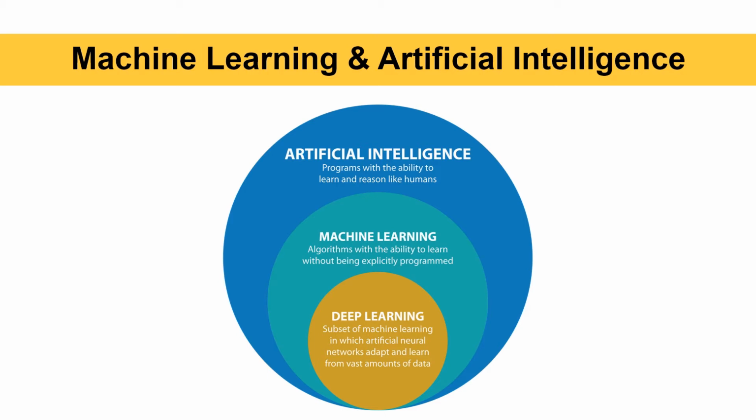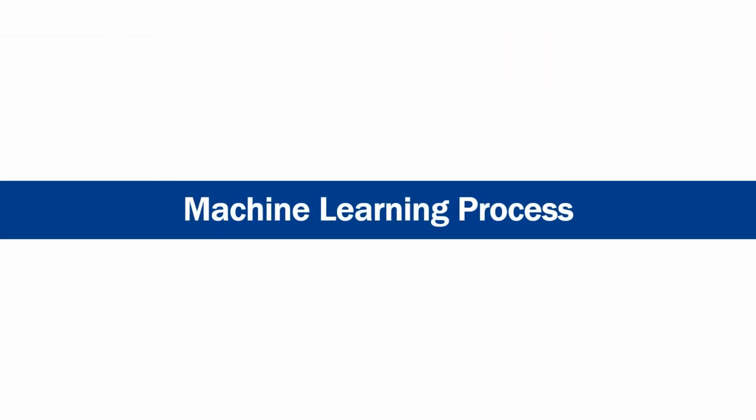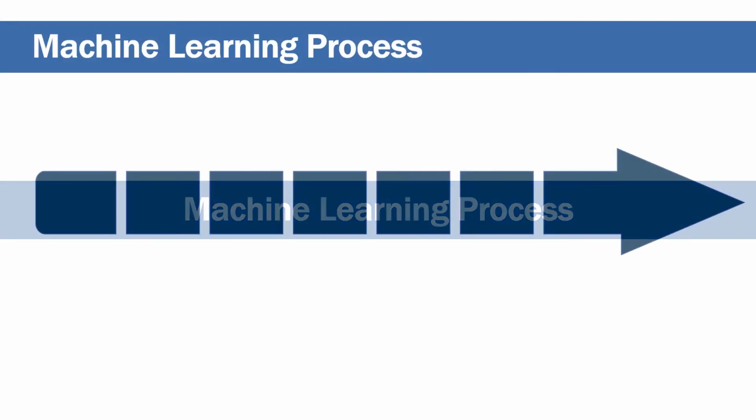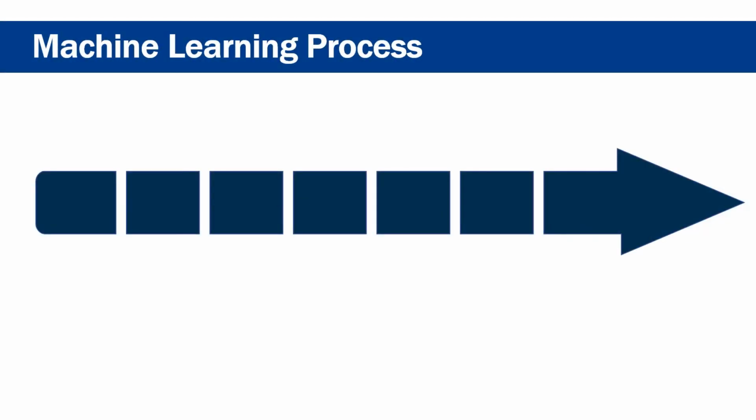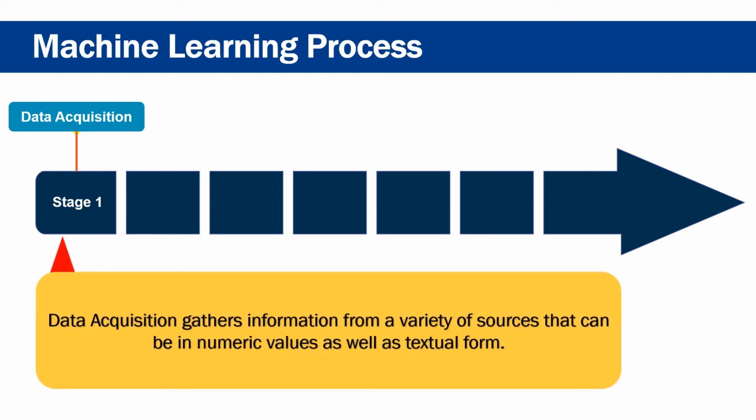Having seen several details about data science, machine learning, artificial intelligence, and deep learning, let us move deeper and understand briefly the machine learning process. There are 7 different stages in the machine learning process, and most of them revolve around data. The process begins with data acquisition. In this stage, information is gathered from a variety of sources. These can be in the form of numeric values as well as in textual form.